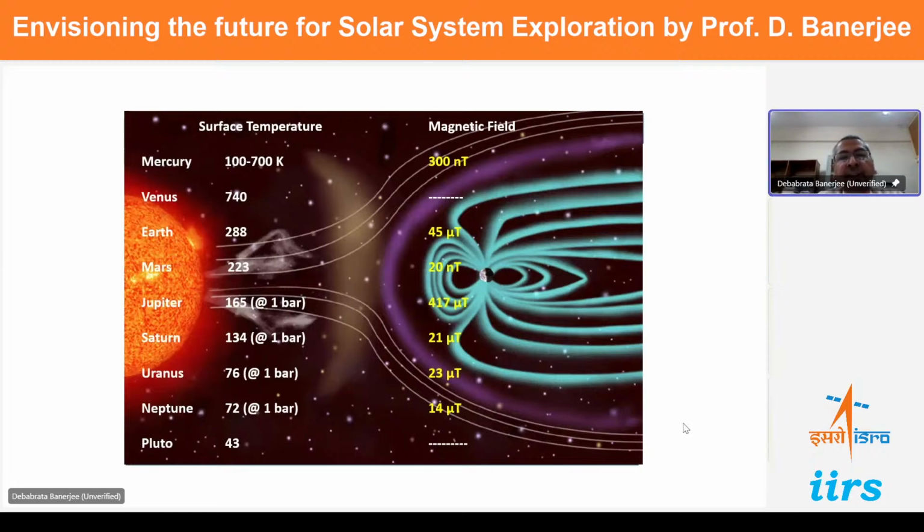So the surface temperatures and magnetic fields are listed here. You can see significant magnetic fields for that of the Earth, and then Jupiter. And then of course Saturn and Uranus and Neptune, and the others do not have, they have remnant magnetic fields, minor magnetic fields. Mercury has a larger magnetic field than that of the other inner solar system objects, with the exception of Earth. And it is listed at 300 nanotesla.